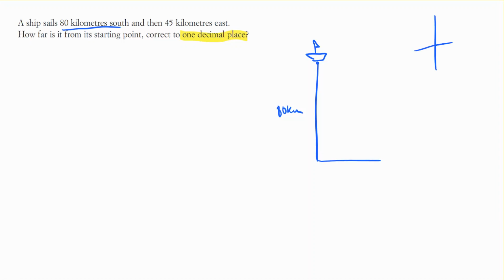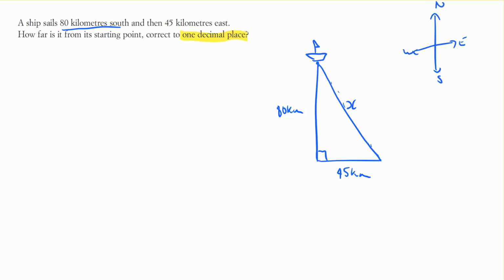Remember your compass? North, south, east, west. Never eat soggy Weet-Bix, however you remember it. That's the compass. And it went 45 kilometers east. So how far is it from the starting point? That means what is this distance here? This is a right angled triangle. We want to find this length, label it, we're ready to go.